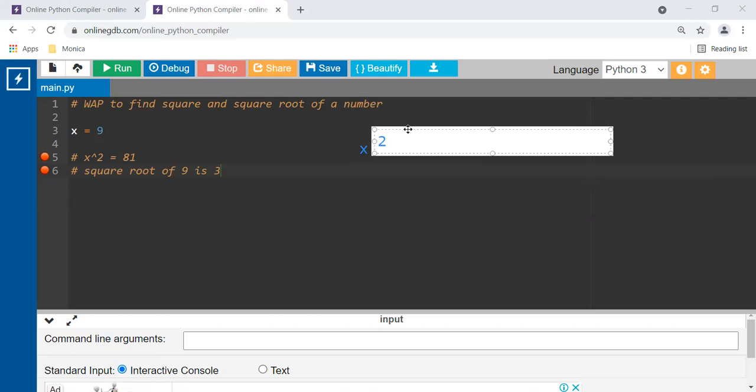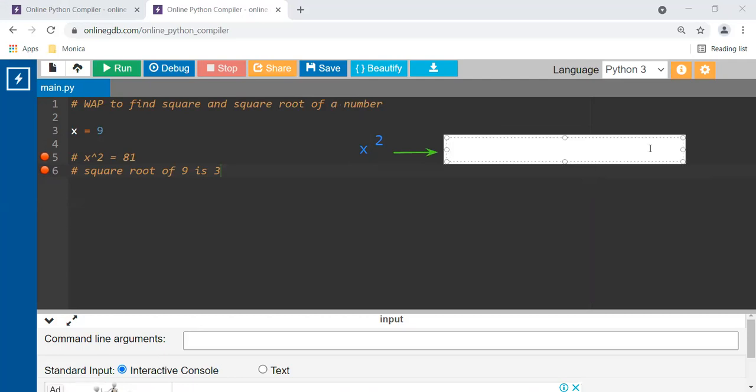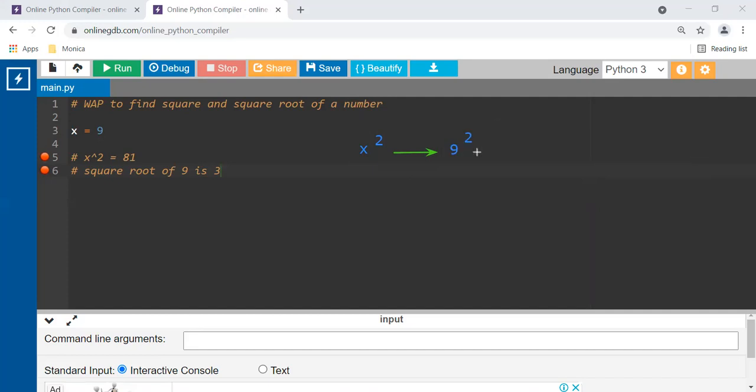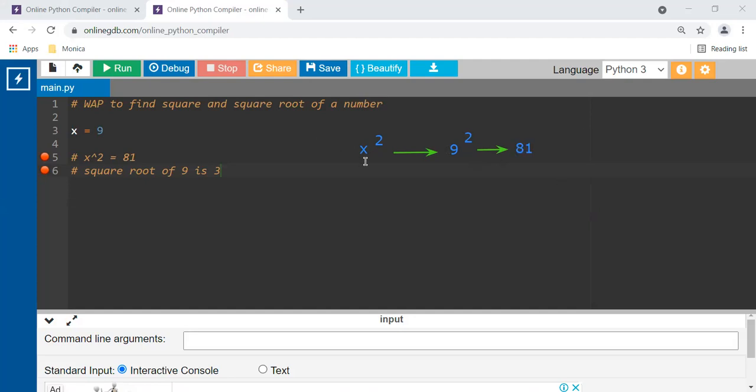I'm looking at square of x, which we know is written as 9 raised to 2. And we know square of 9 is 81. All right. It's pretty simple. Find x squared, you will get the answer as 81. Let's see how can we find it.